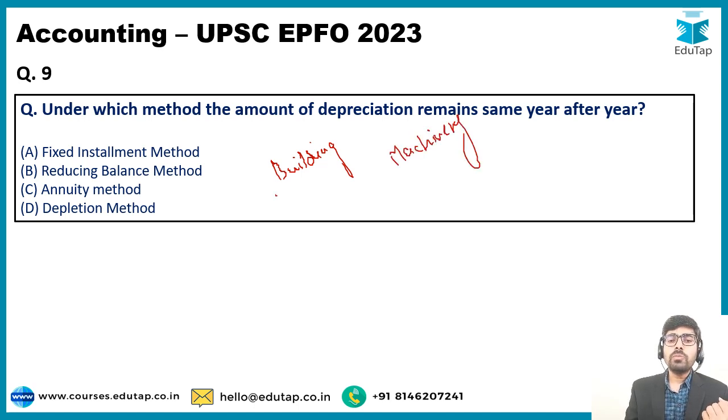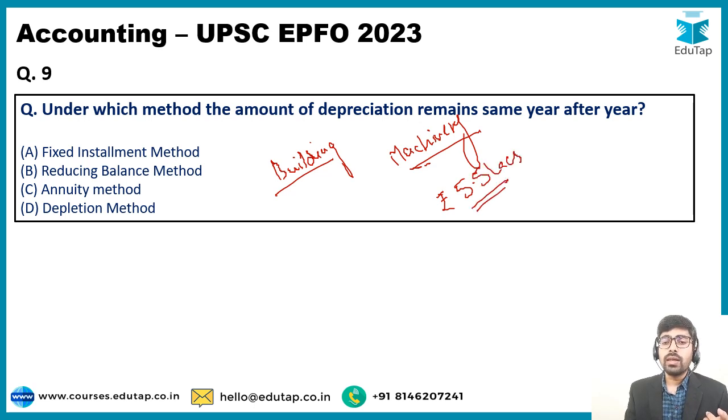Now this machinery or building that we have purchased, let's suppose we have purchased it for rupees 5.5 lakhs. This machinery is going to give us benefits for 5 years, and after 5 years it will be discarded and sold at a value of rupees 0.5 lakhs. So this rupees 5.5 lakh is going to become 0.5 lakh at the end of the 5 years.